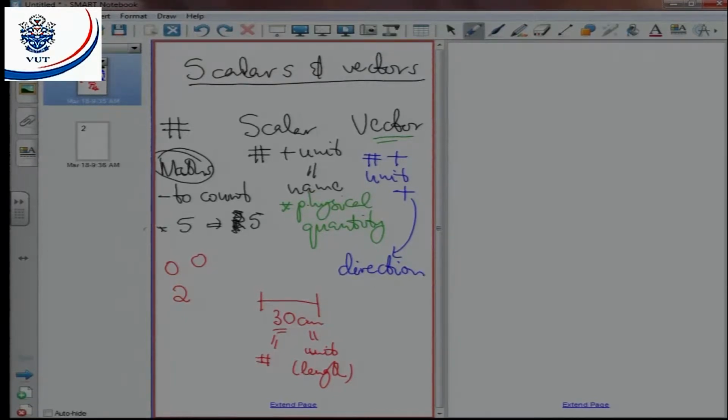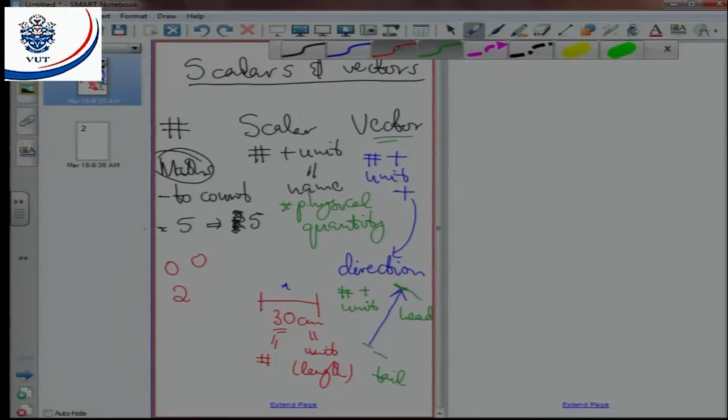And then for a vector, we use an arrow. So we would draw an arrow instead of a number line, as in the case of a scalar. That arrow has properties. This part is called the head, and this part is called the tail. The length of the arrow is called the magnitude, and that's the number plus the unit part. And the direction at which this arrow is pointed, that's the direction of the vector.